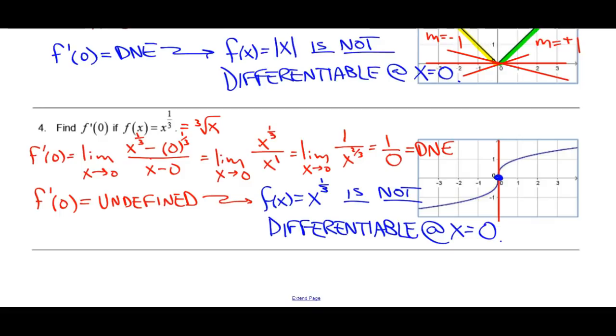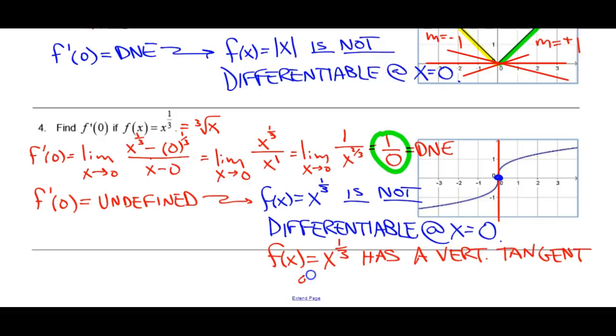Its slope is undefined, which is why we got this. Okay? It is a vertical tangent. So you might want to make a note of that. F of x equals x to the 1/3 has a vertical tangent at x equals 0.